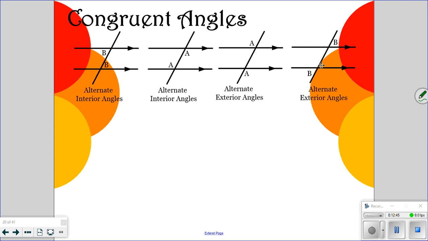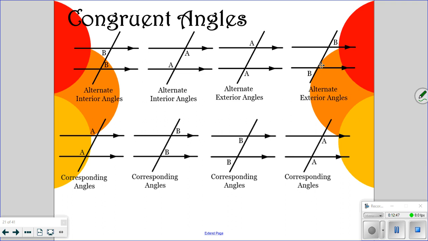They're exterior angles. And then you have corresponding angles. Those are angles that are in the same place. They are just shifted down from one parallel line to the next. All of these are congruent angles. So alternate interior angles are congruent, alternate exterior angles are congruent, and corresponding angles are congruent.